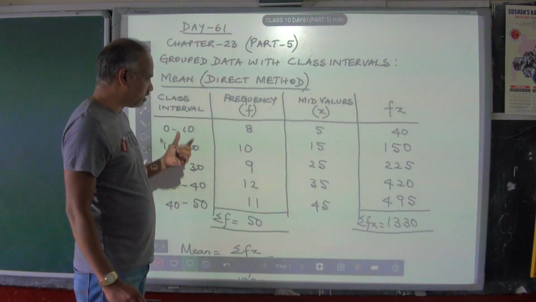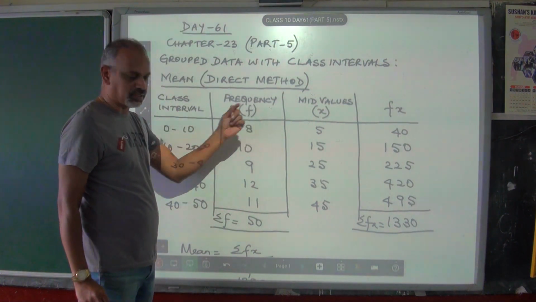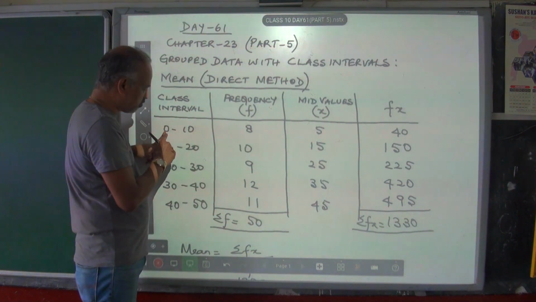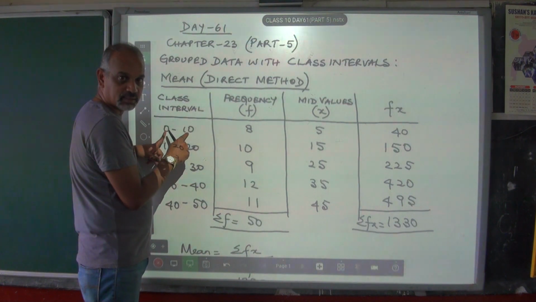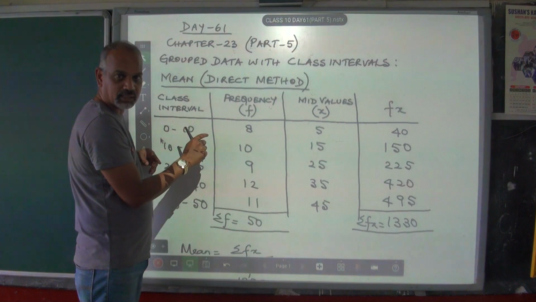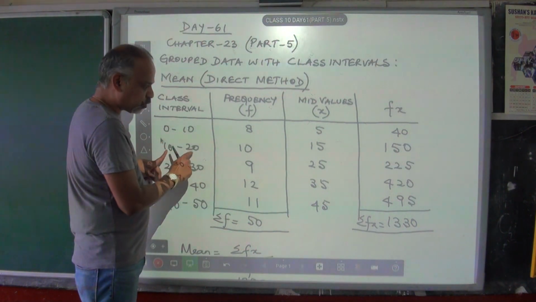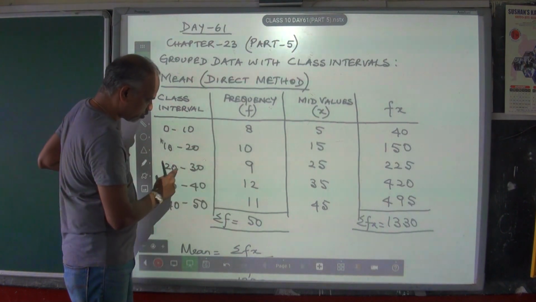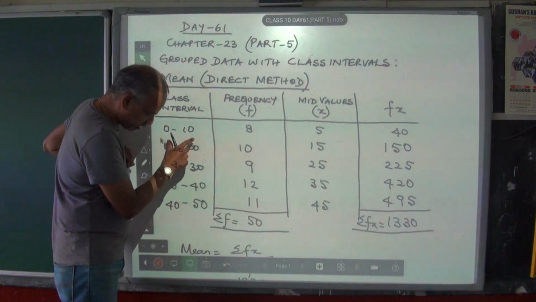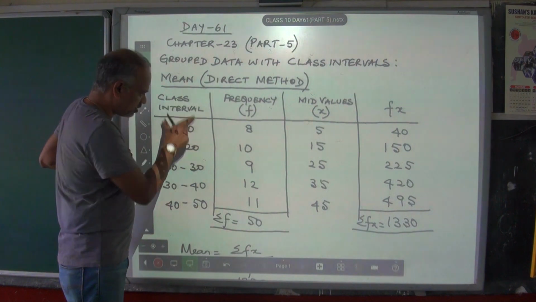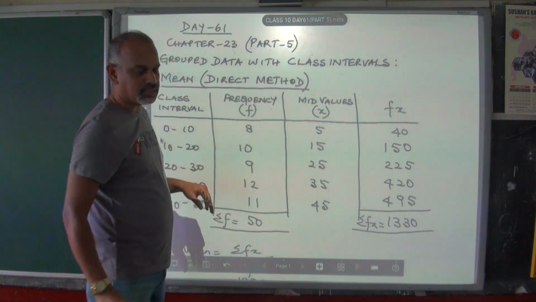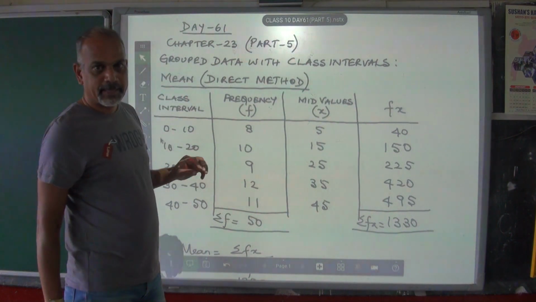What this means is, if these were marks and these were number of students, there are 8 students who got marks between 0 and 10. Between 10 and 20, there are 10 students who scored these marks. There are 9 students who scored marks between 20 and 30. This is what it means. So this data is given, these two columns are given. Using this, you are going to find mean.